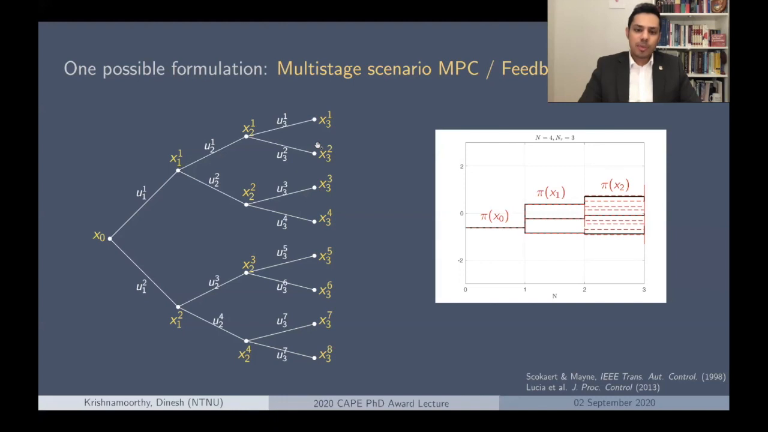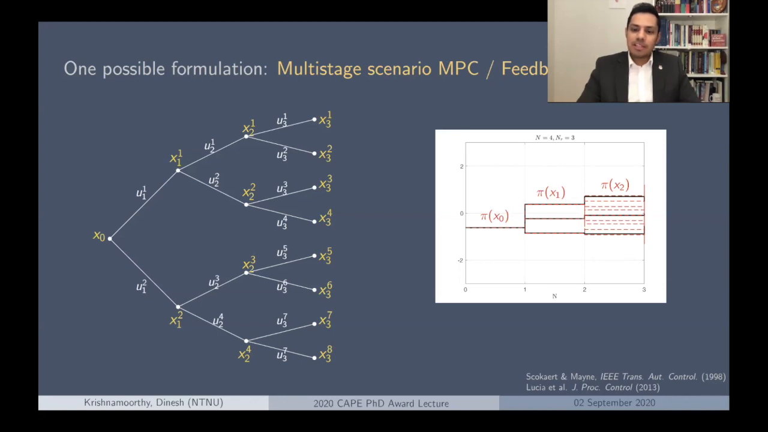Now, this is a vast topic by itself, and without going too much into the details here, I would just like to mention the multi-stage scenario-based MPC or the feedback min-max-based MPC formulation here, which I looked at in my PhD thesis. So here, the idea is to propagate the uncertainty in the prediction horizon as a discrete scenario tree. And the very nice thing that I just want to mention here is that by having different control inputs for the different discrete scenarios, this can be seen as the discrete realizations from the optimal control policy. So therefore, this approach can be seen as an approximate way of solving over control policies.